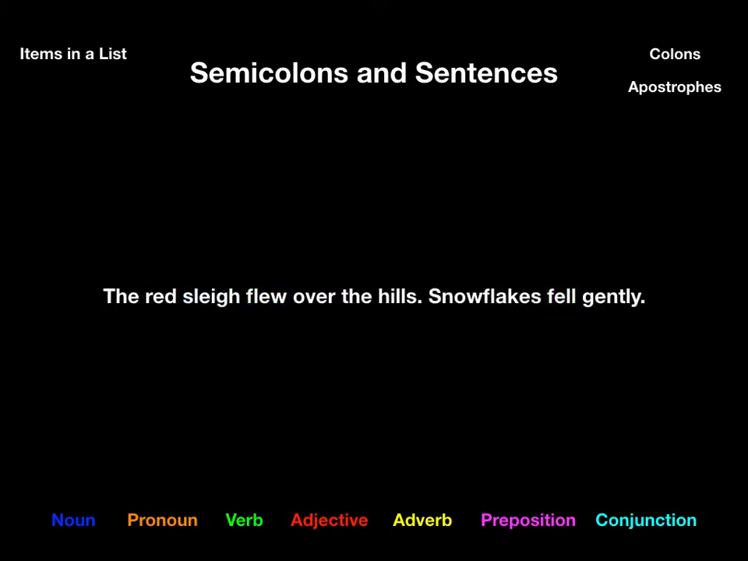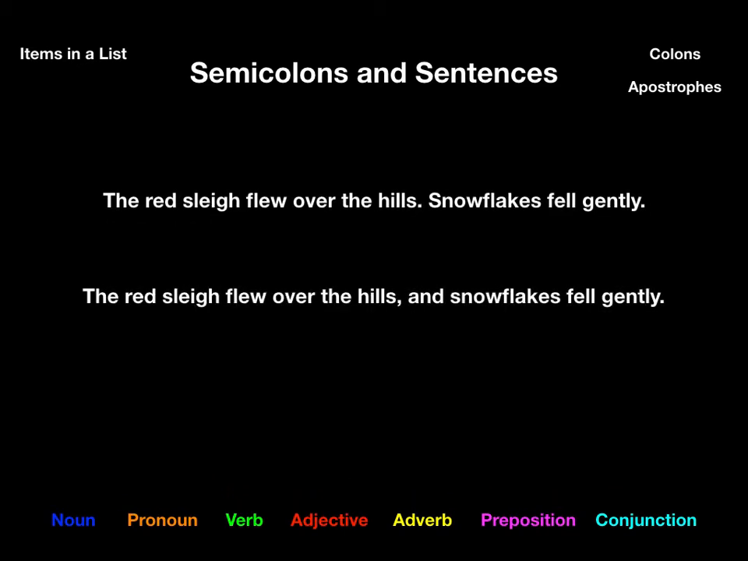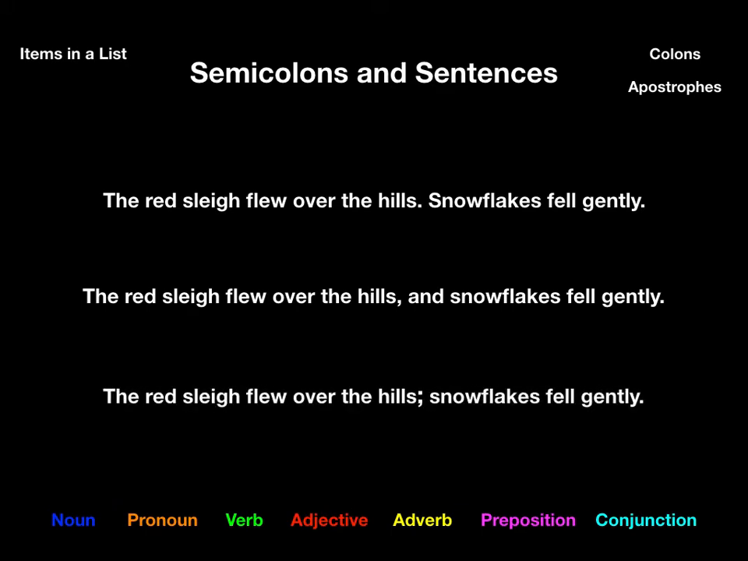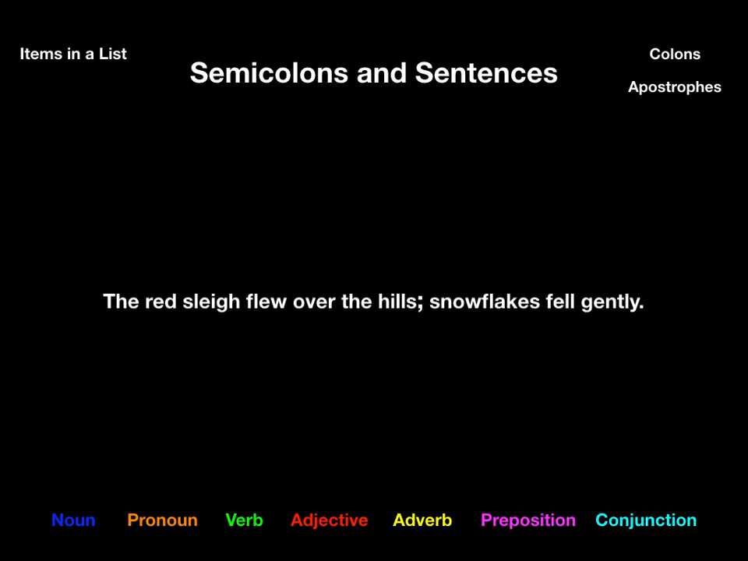We could add a period and capitalize snowflakes, separating these into two distinct sentences. We could add a comma and a coordinating conjunction. The red sleigh flew over the hills, comma, and snowflakes fell gently. However, we can also add a semicolon between these two sentences in order to join them. The red sleigh flew over the hills; snowflakes fell gently. Semicolons can stand in for a comma and a coordinating conjunction, or a period and a capital letter. In other words, semicolons are strong enough to join two complete sentences by themselves.